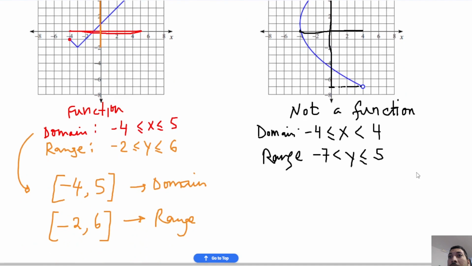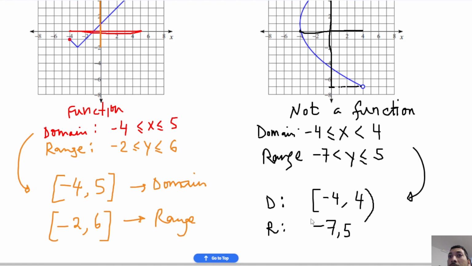Now let's try to convert this into interval notation. For domain, we put -4, comma, +4. Now this -4 is inclusive, so we need to put a bracket, and this 4 is not included, so we put a parenthesis. For range, we have -7, comma, 5. This -7 is not included, so we put a parenthesis, and this +5 is included, so we put a bracket. Perfect. This is how we write the domain and range of a relation.